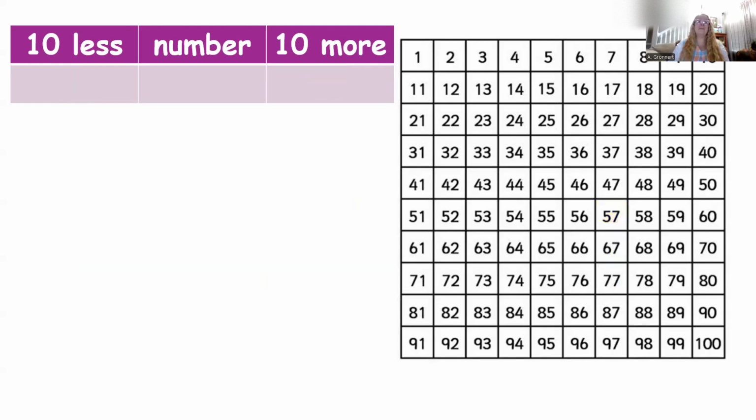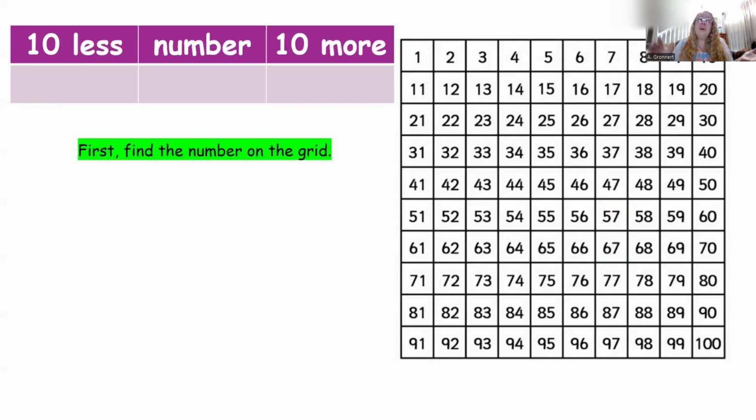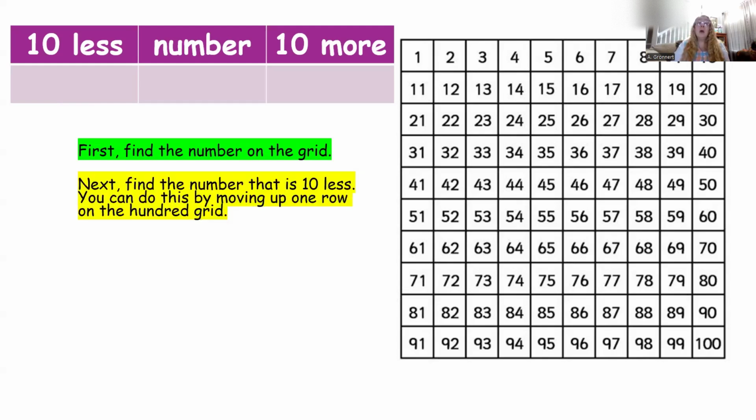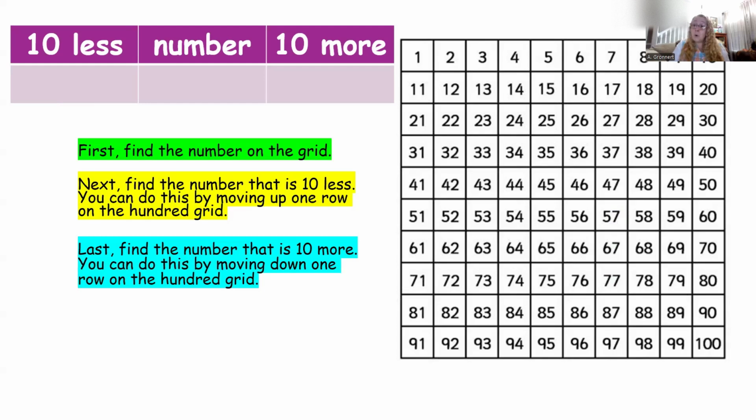Nice job. Okay. How do we find numbers that are 10 more and 10 less using the 100 grid? Well, anytime we're looking for a number, we find the number on the grid. Then we find the number that's 10 less by moving up one row on the 100 grid. Then we find the number that's 10 more by moving down one row on the 100 grid. We color those in and write them into the chart. We can do that with any number on the 100 grid.